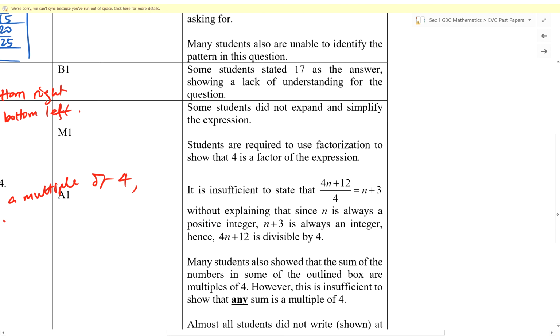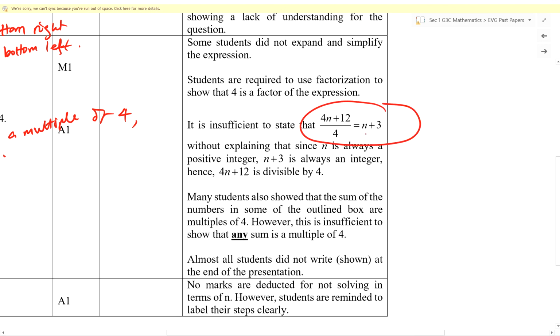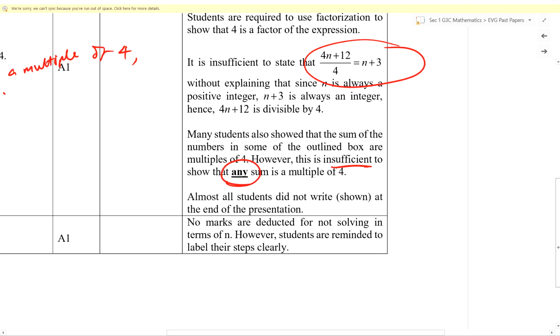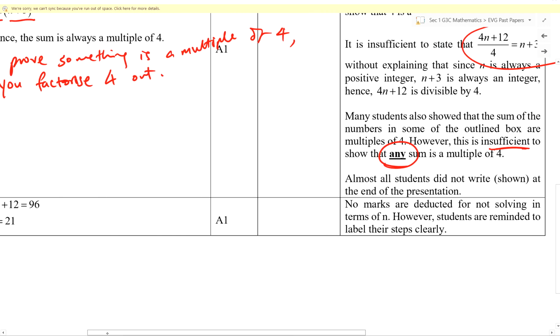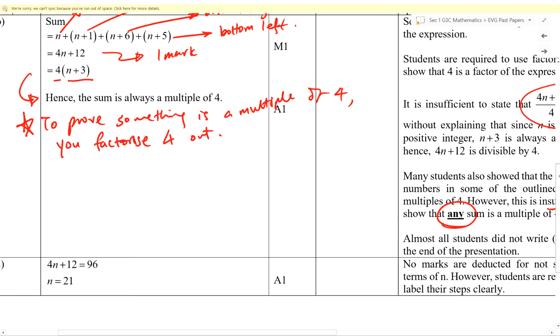Over here, it is insufficient to say that when you divide by 4, you get n plus 3, without explaining that n is always a positive integer, and therefore n plus 3 is also an integer. Doing this requires extra steps. The other issue is that some students show the sum using concrete examples. They take 12 plus 13 plus 17 plus 18, and you get a multiple of 4. But it is insufficient to show that for just 1 example or 2 examples or 3 examples. Even 100 examples are not enough. I need it to be the case for any sum. I need all of them. So at the end of it all, put down shown.